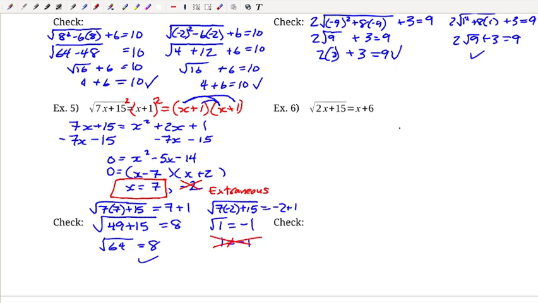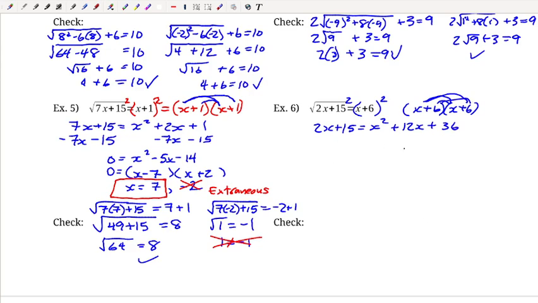Example number 6, very similar to example number 5. Here we go with squaring both sides. So square this side, x plus 6 squared, remember that's x plus 6 times x plus 6, it's times itself. So on the right side, 2x plus 15, and on the left side, x squared, x plus 6 plus 6 times x is 12x, 6 times 6, 36.